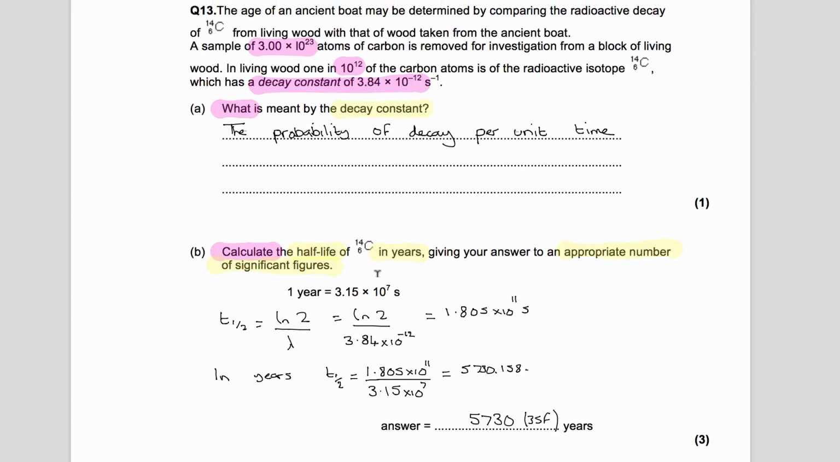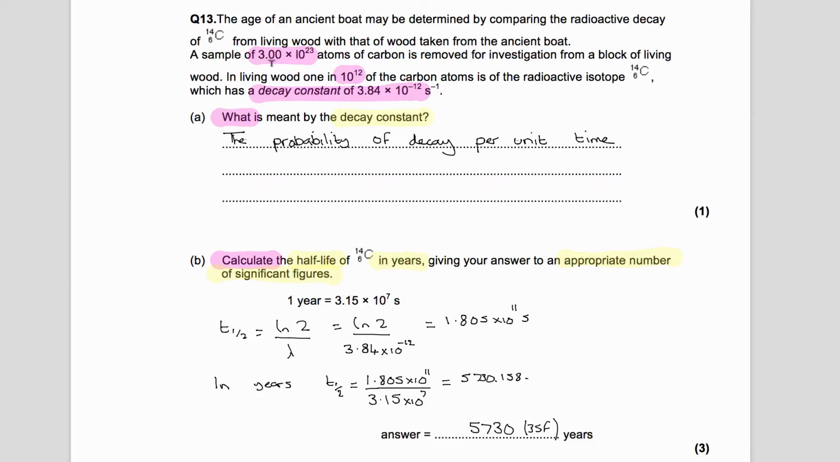We're then asked to calculate the half-life of these carbon-14 atoms in years. And we need to focus on this because we're asked to give our answer to an appropriate number of significant figures. Well, if we look in the question, every single number we've got, well, to be fair, we've only got 2, is to 3 significant figures. So that's what we're going to give our final answer to.